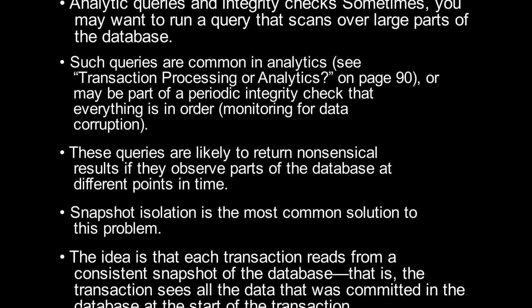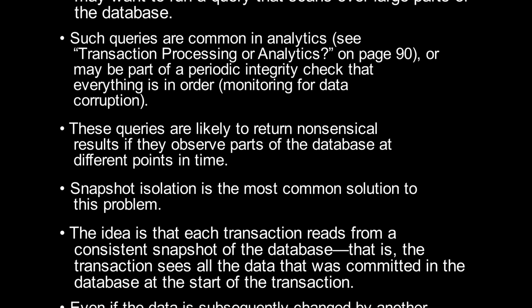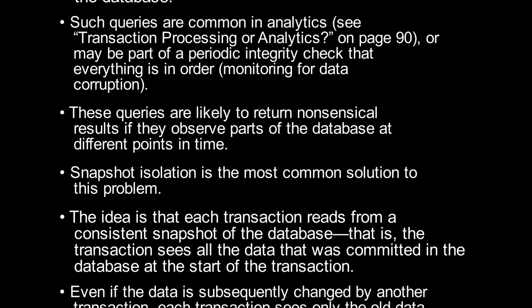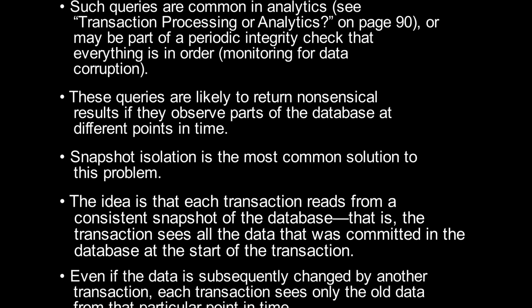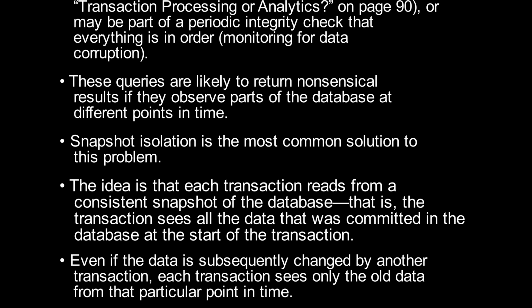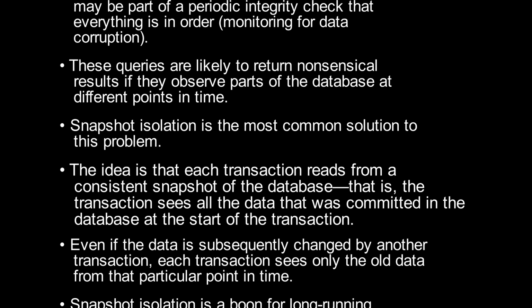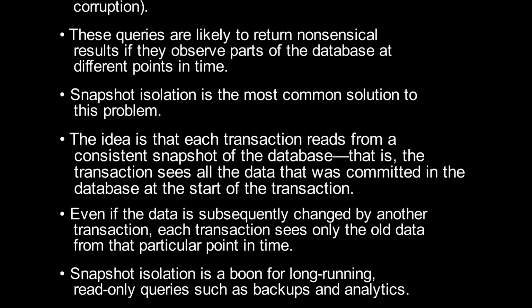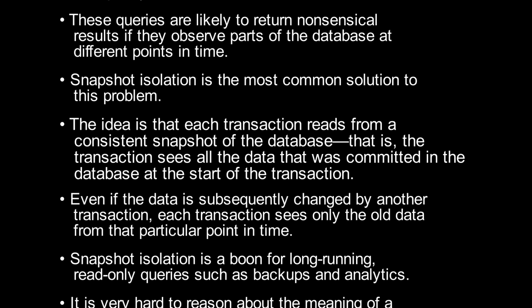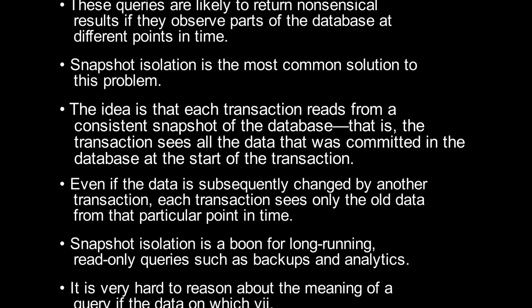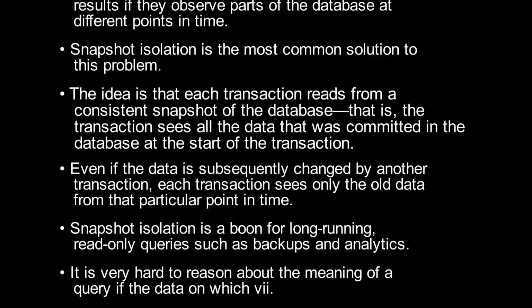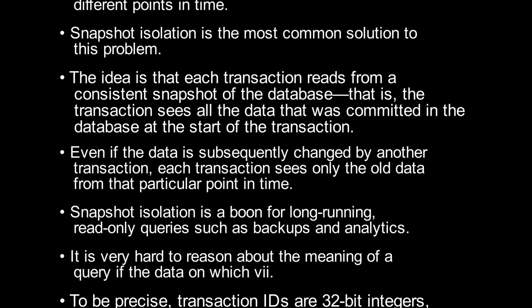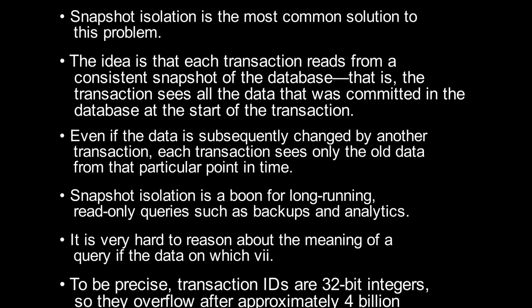Snapshot isolation is the most common solution to this problem. The idea is that each transaction reads from a consistent snapshot of the database. That is, the transaction sees all the data that was committed in the database at the start of the transaction. Even if the data is subsequently changed by another transaction, each transaction sees only the old data from that particular point in time. Snapshot isolation is a boon for long-running, read-only queries such as backups and analytics.